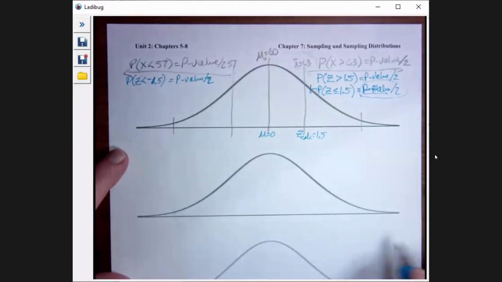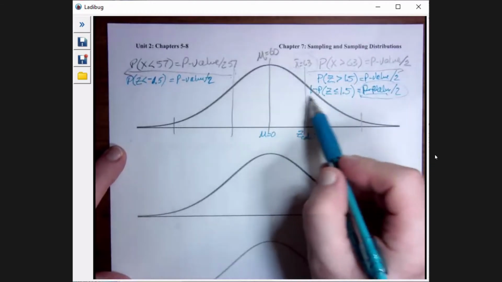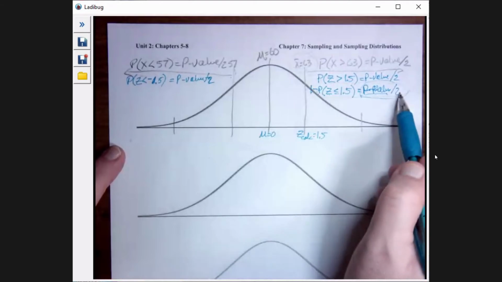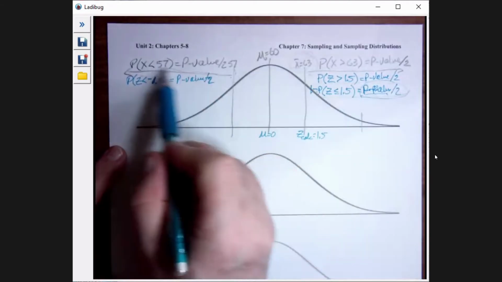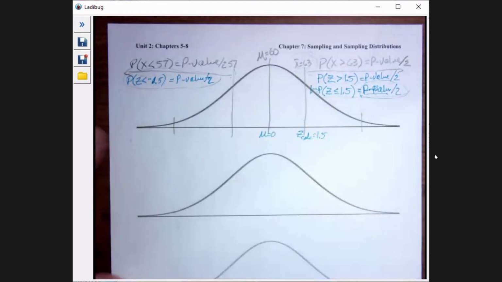Whenever you have a two-tailed test, if your mean is above, you need to take the complement and then multiply by 2. If your mean is below, then you don't need to take the complement. You just compute the area and then multiply by 2. And that gives you your p-value. And so if you're doing a two-tailed test in Connect and you do a check my work and it tells you you're wrong, check and make sure you multiplied your p-value by 2.